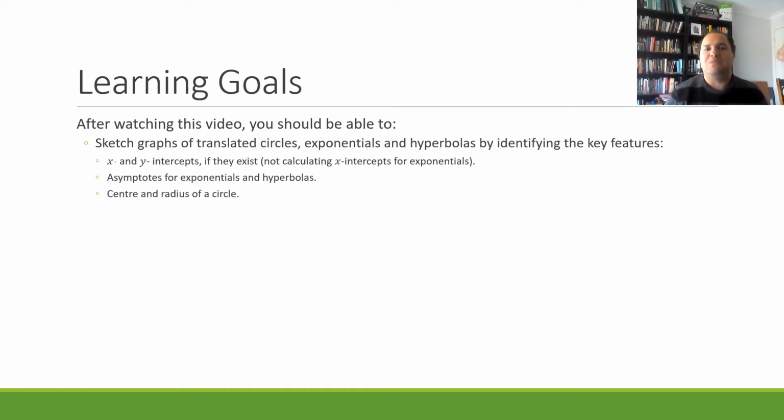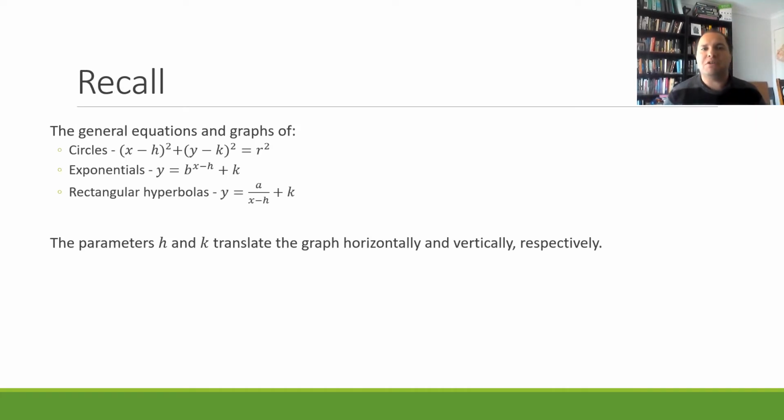So we're talking x and y intercepts if they exist. Note that for exponentials we won't be calculating x-intercepts yet, more on that in a future video. You'll be graphing the asymptotes and hyperbola of exponentials and hyperbolas, and you'll also need to plot the center and radius of a circle.